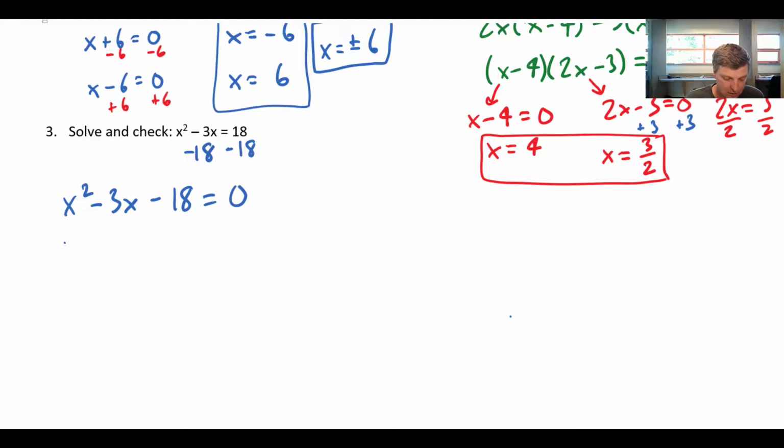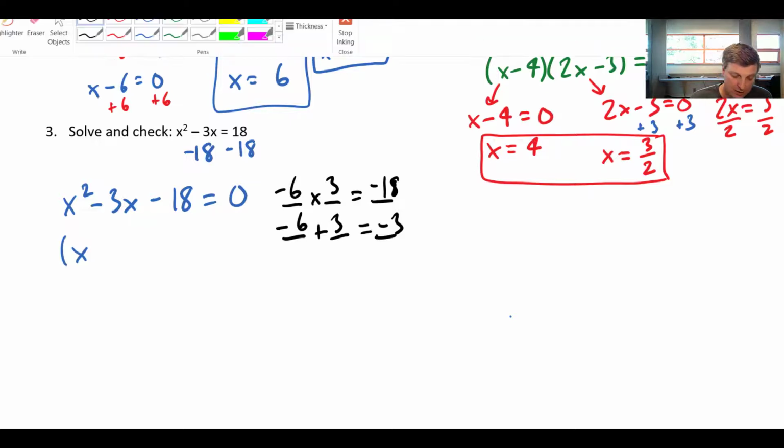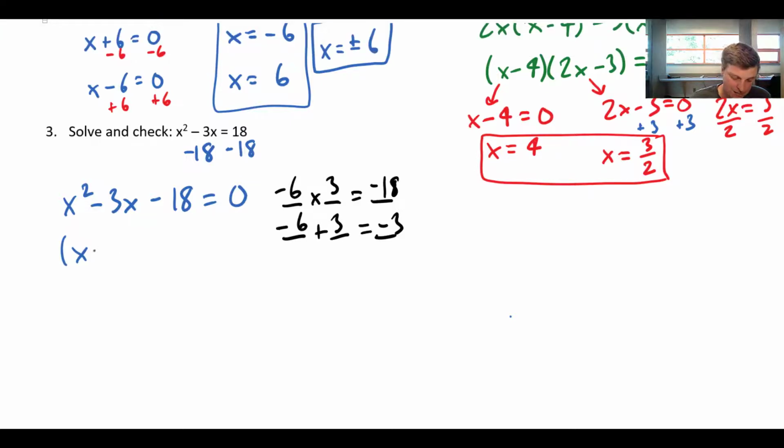And now I'm going to factor. So I've got x, let's see, something times something equals something, something plus something equals something. Very technical language, this. So something times something is going to equal negative 18. Something plus something is going to equal negative 3. And so I feel like negative 6 and 3 will fit the bill. And so this factors into x minus 6 times x plus 3 is equal to 0.